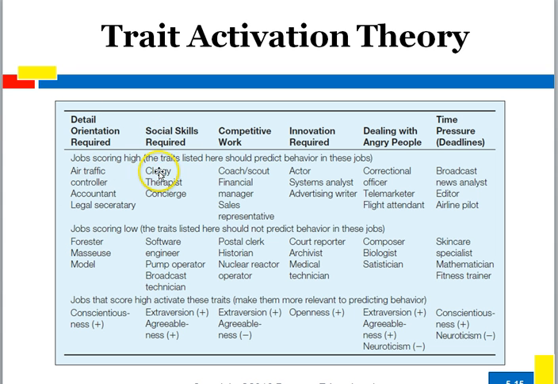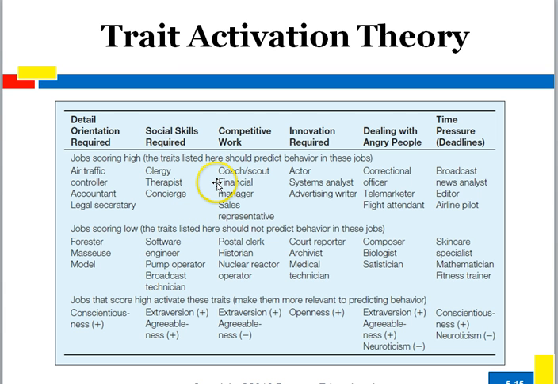If we look at social skills, the high level of traits we want for therapists, concierge, who works at a hotel, a clergy, and then lower social traits would be software engineer, pump operator, broadcast technician. Pump operator, I don't know what that is. Maybe they operate the gas pump. But these are saying that you really don't need to have a lot of social skills if you're working in these jobs, but in these jobs you definitely need to have a lot of social skills. So jobs that score high activate these traits. So in the detail, you want conscientiousness, and for social skills, you want to be an extrovert and you want to be agreeable.